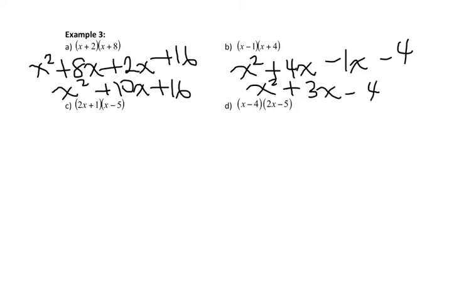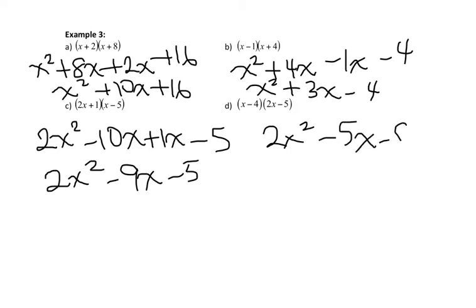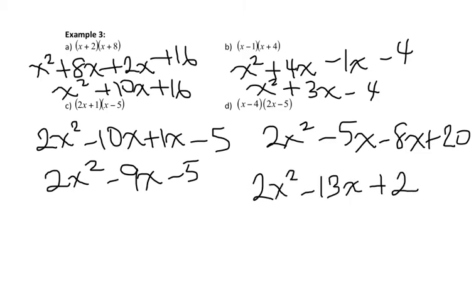All right, next one. 2x times x is 2x squared. 2x times negative 5, negative 10x. 1 times x is 1x. 1 times negative 5 is negative 5. Collect like terms: 2x squared minus 9x minus 5. X times 2x, 2x squared. X times negative 5, negative 5x. Negative 4 times 2, negative 8x. Negative 4 times negative 5, positive 20. Collect like terms: 2x squared minus 13x plus 20. Okay, go ahead and complete the rest of example 3 on your own.